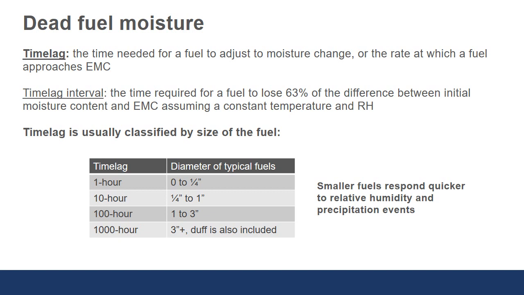Fuels are often categorized by time lag based on their diameter. However, we are actually using diameter as a substitute for the surface area to volume ratio of forest fuels. Time lag classes are defined as 0 to 0.25 inches, 0.25 to 1 inch, 1 to 3 inches, and over 3 inches and duff. We often refer to these as 1, 10, 100, and 1,000 hour fuels.